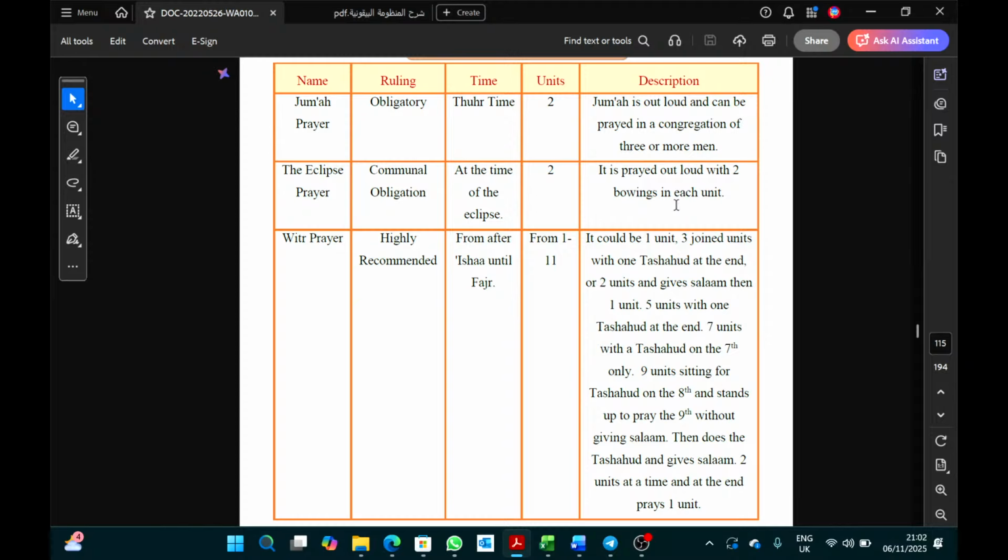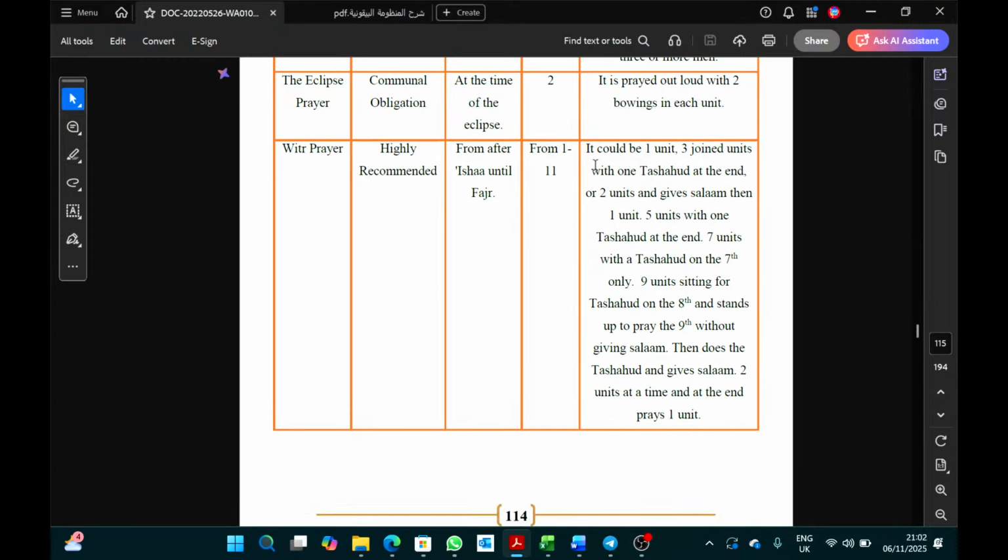So each rak'ah has how many ruku'? 2. Does that make sense? Yeah? So that could be a riddle. Which salah did I pray? I prayed 2 rak'ahs, but I did ruku' 4 times. Yeah? Could be a riddle, huh? Witr prayer. So witr, you can do 1.